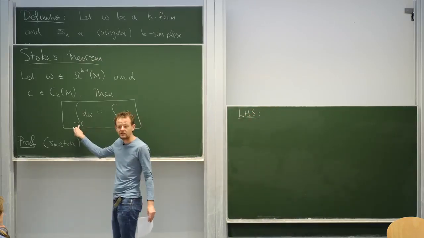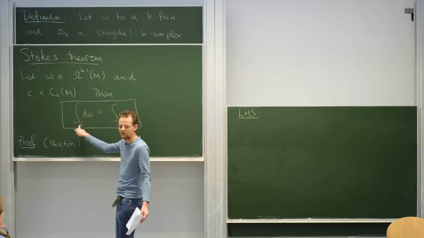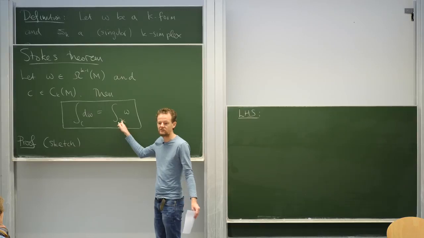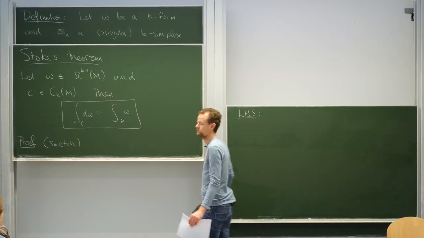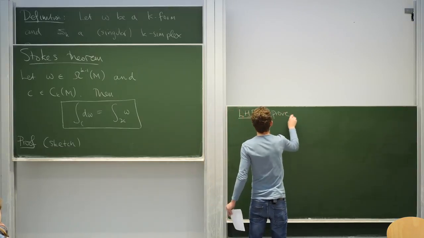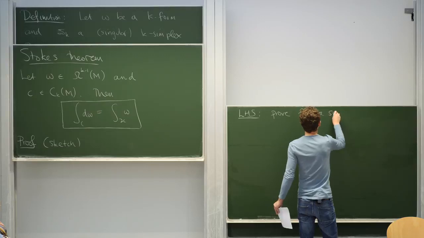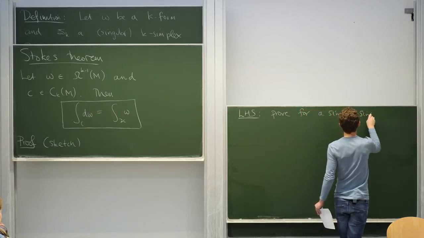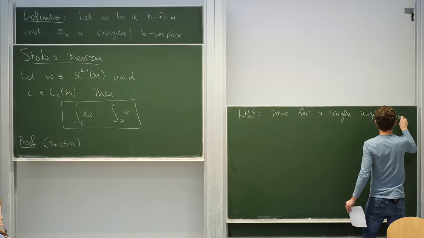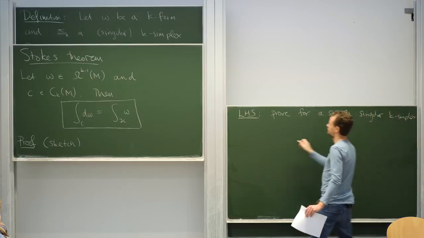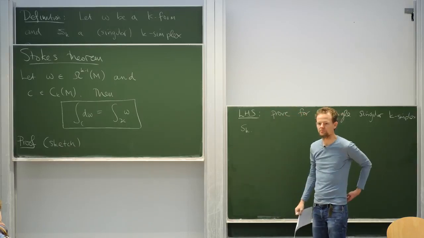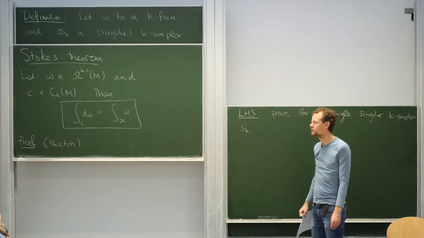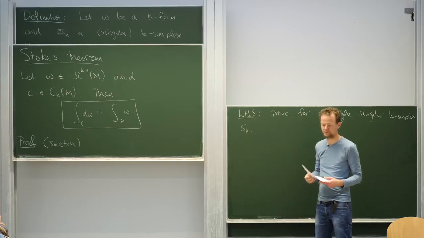we've got a chain here, right? That's a linear combination of singular k-simplices. The left-hand side is a linear combination, and the right-hand side will be basically the same linear combination. So let's just fix our attention on one simplex. Just prove it for a singular k-simplex S_k. I'm not going to prove it for chains. That's your job. But it's not going to be a big chore because it's just a linear combination.